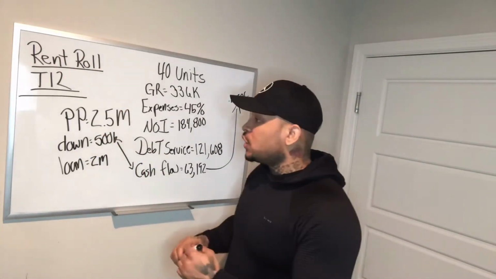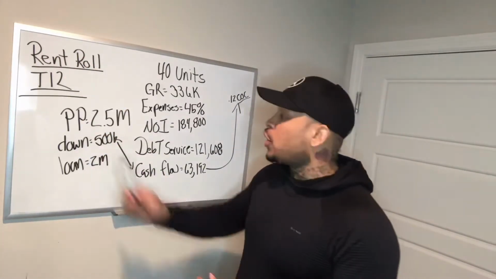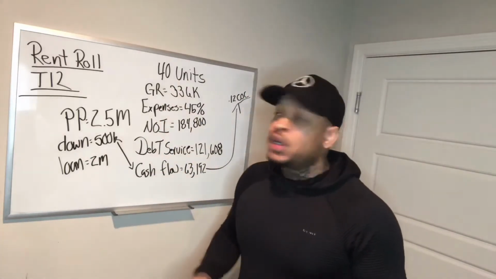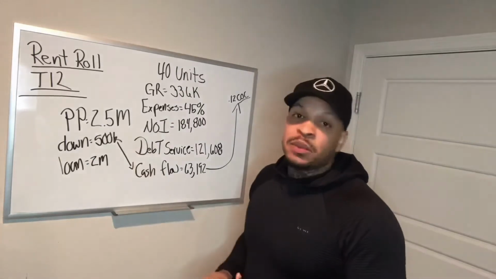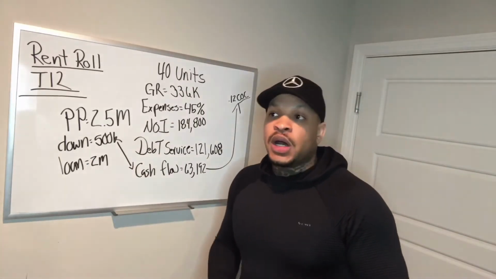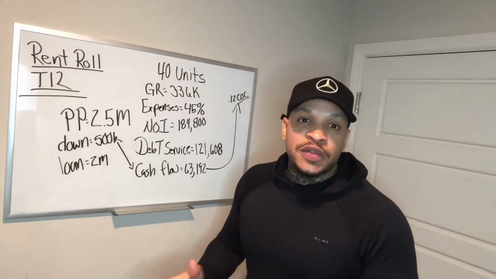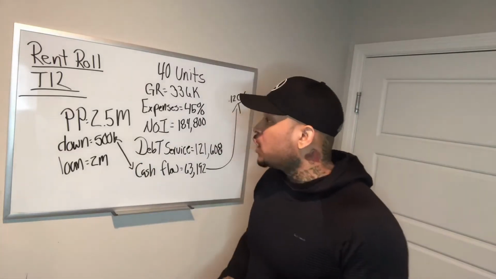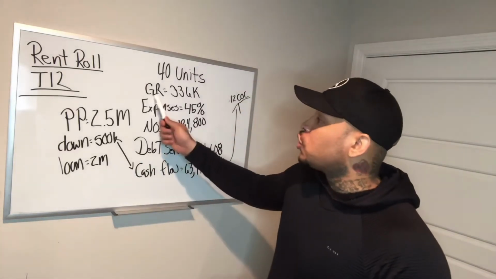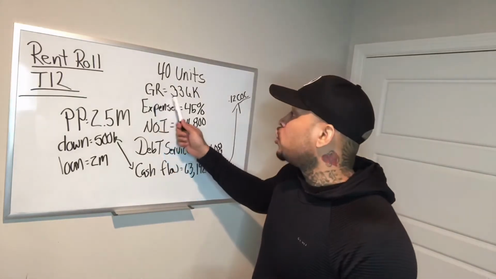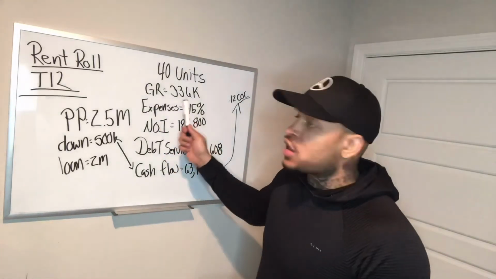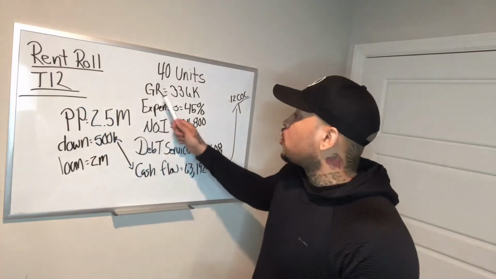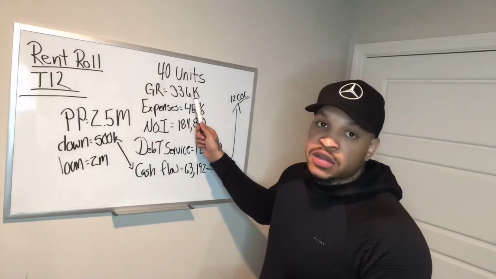Now let's go into this deal. When I got this deal, the purchase price was $2.5 million. It's a 40-unit apartment building, and they're asking $2.5 million for it. That's roughly $63,000 a door. I got these numbers back from the broker. The gross revenue was $336,000.